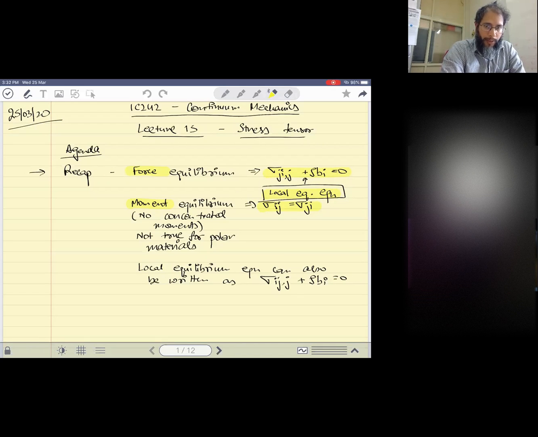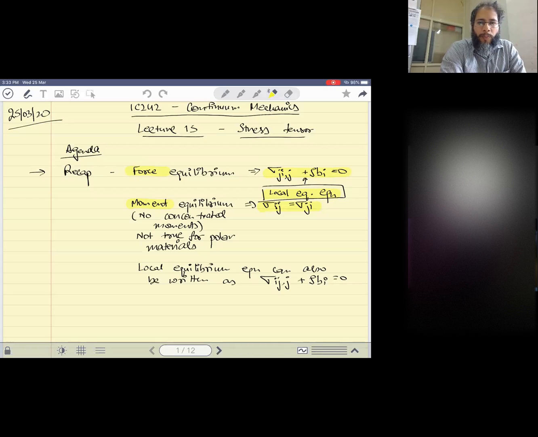Now, in this moment equilibrium, we assume that there are no concentrated moments at a given point P. This is not always true, but it is true for most cases. In 99.99% of cases, there is no concentrated moment, so sigma ij is equal to sigma ji. But if we have a material where there is some concentrated moment at a given point P, then we will not have the symmetry of the stress tensor.